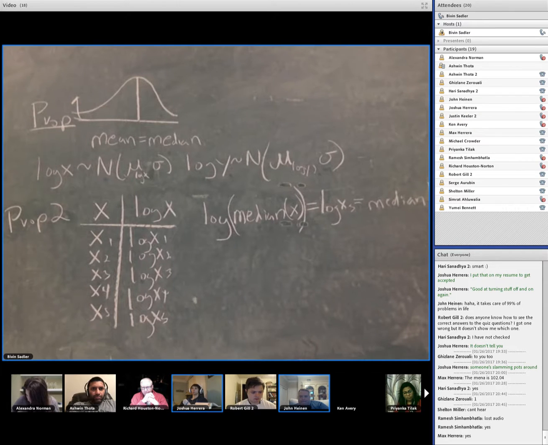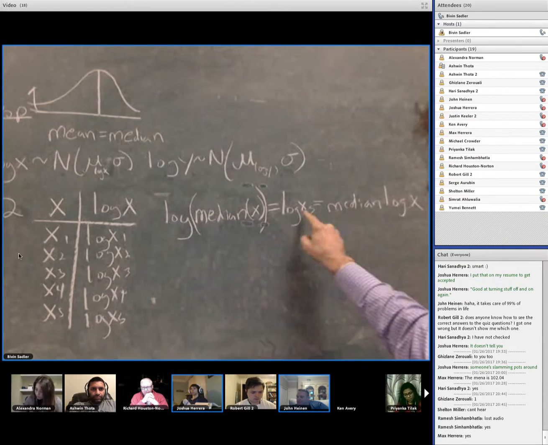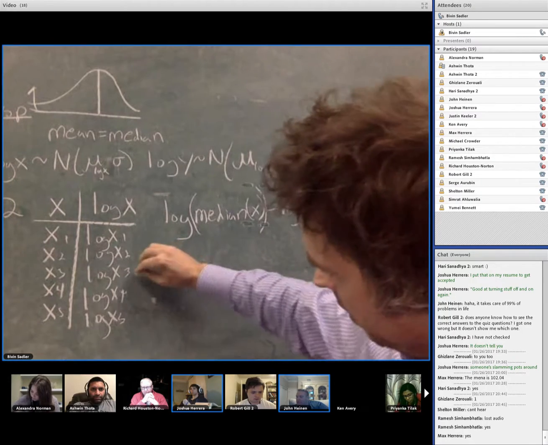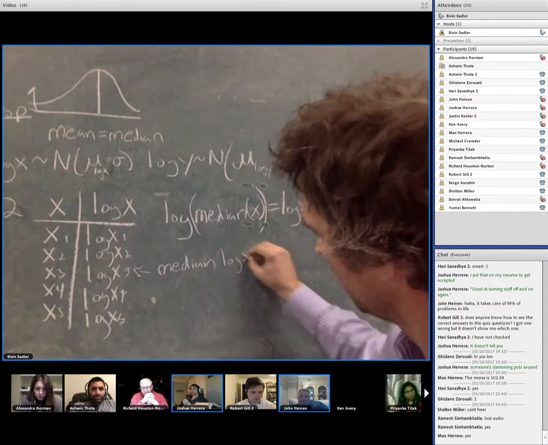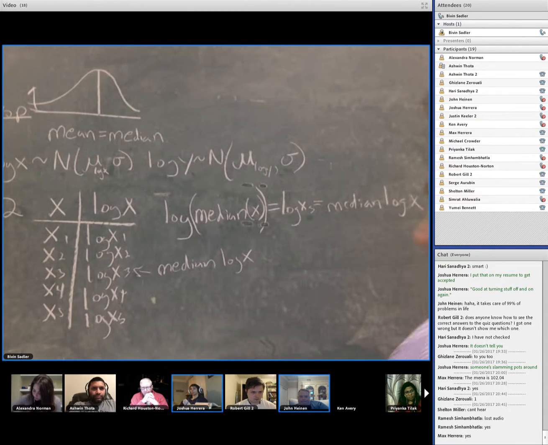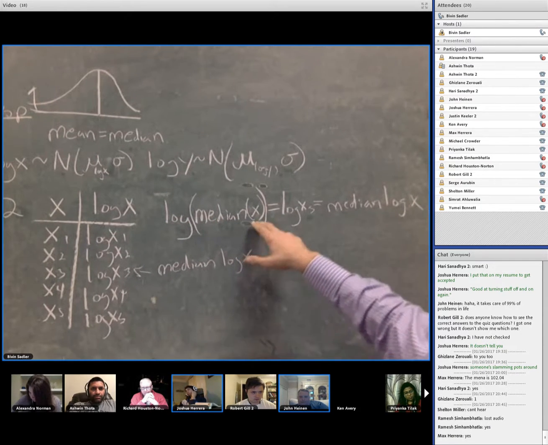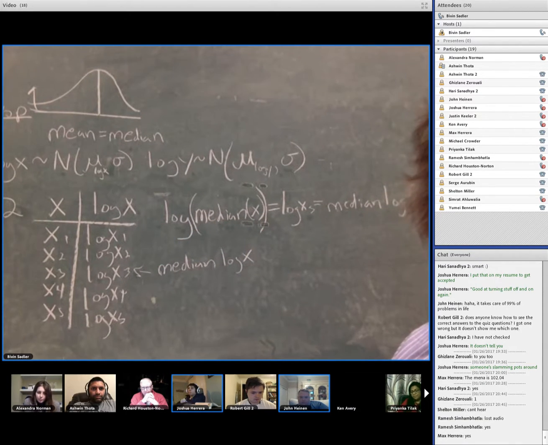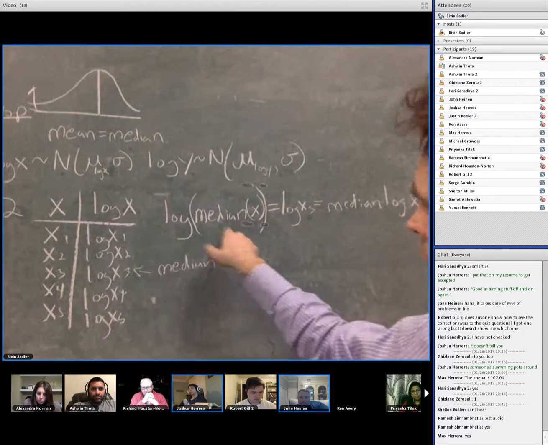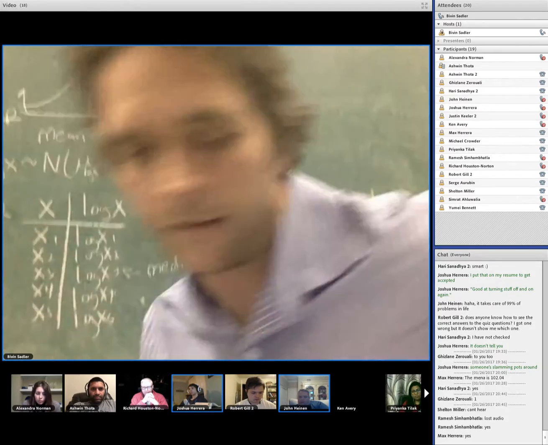So my proposition is for a monotonic function, the log of x3. We already said that's the median of what? Of the log of x. So my proposition is that the log of the median of x for a monotonic function is equal to the median of the log of x. I can pull that median out for monotonic functions like the log. I can switch those. The log of the median is equal to the median of the log. Okay, that's proposition 2.